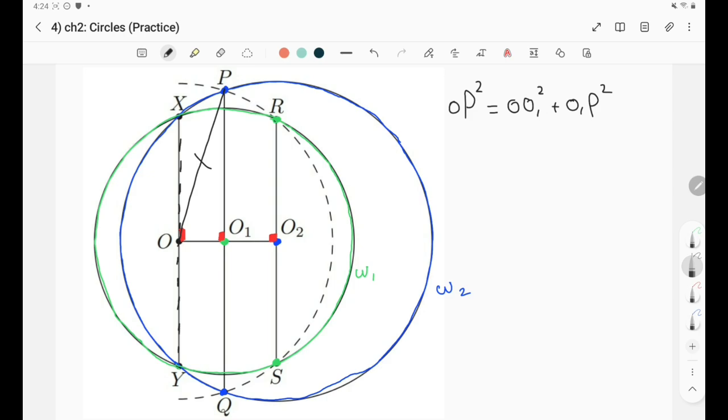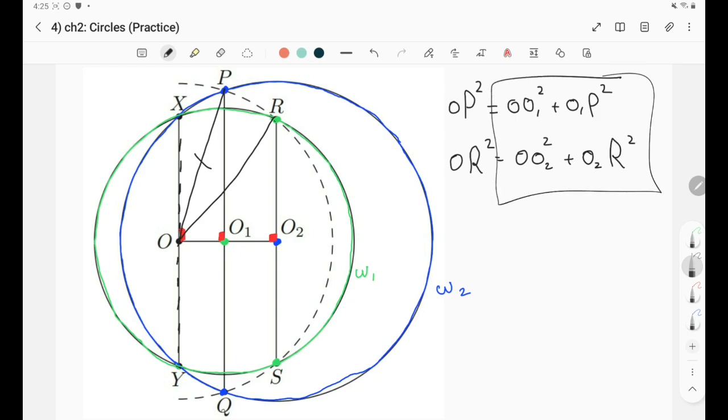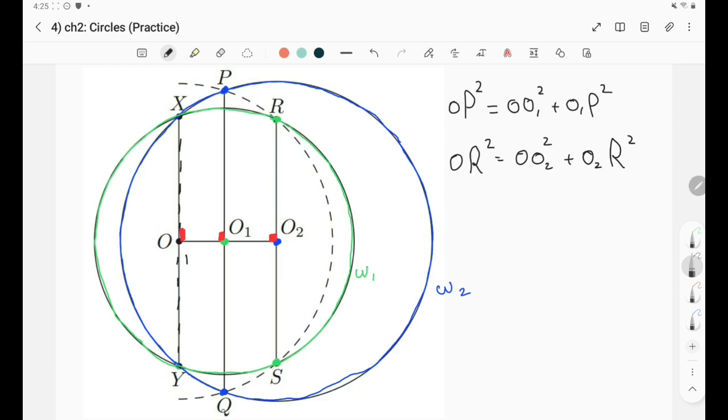Clearly this is not enough, because if we do it from the other way, also OR square, if we apply the same technique, we're going to get OO2 squared plus O2R square. Clearly we don't have something to cancel from here or there, so we need to proceed. We need to do it further. Okay, what exactly can we do here? Let's think. So now we have OO1 and we have PO1. What can we do here?